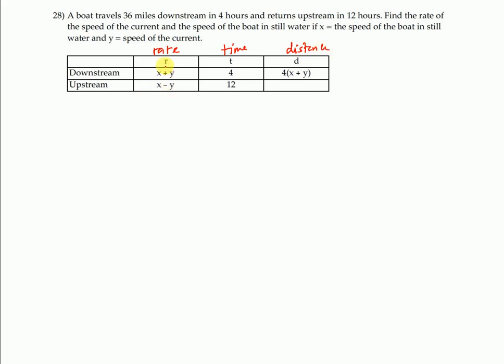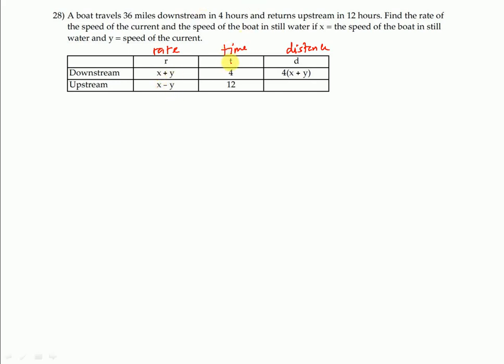Now the rate, when you are going downstream, that means you go with the flow of the water. So your speed of the boat, you add that with the speed of the current, because we are going with the flow of the current. So the rate, we add them. Now if you go upstream, that means you are going against the flow of the water. Therefore your speed minus the speed of the current. Your speed is decreased by the speed of the current.